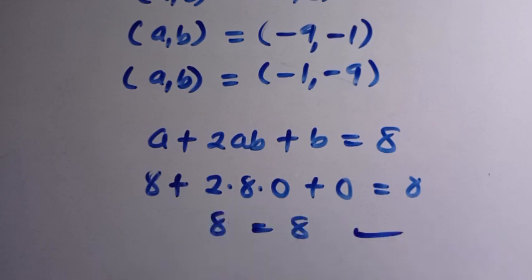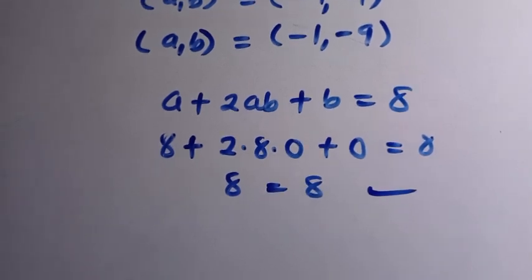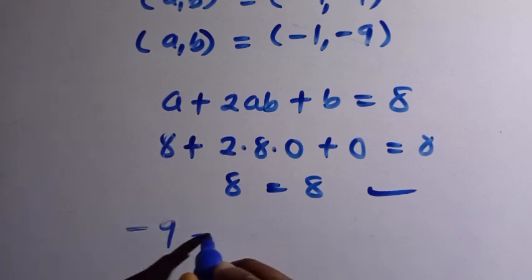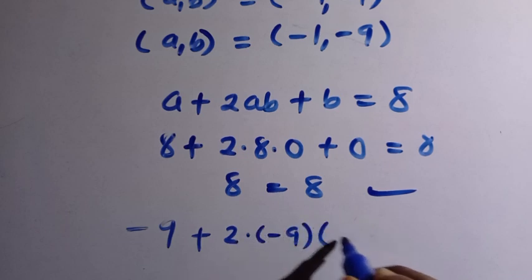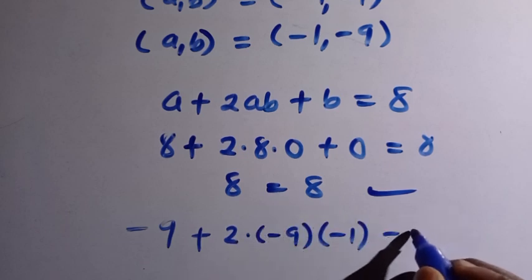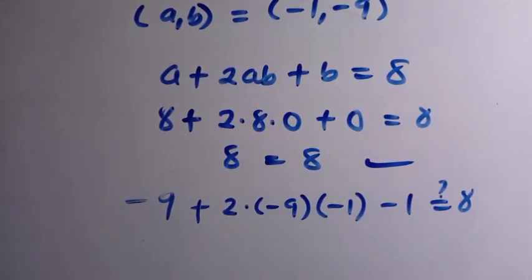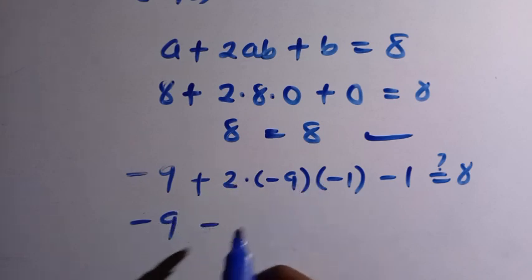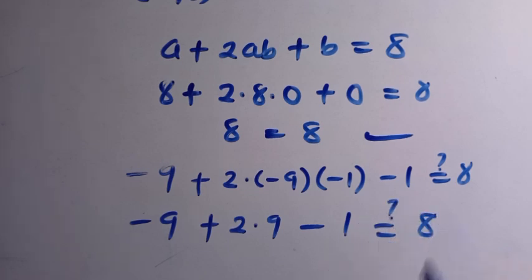So this is valid. And if you have to check for the negative part of this, which is minus 9 and minus 1, let's try and do that. Our a is now minus 9. So which means we have minus 9 plus 2 multiplied by minus 9 multiplied by minus 1, then minus 1. We want to check if this equals 8, and we'll expand this further. We have minus 9. Here, minus times minus is plus, then we have plus 2 times 9, minus 1. So we want to check if this equals 8.